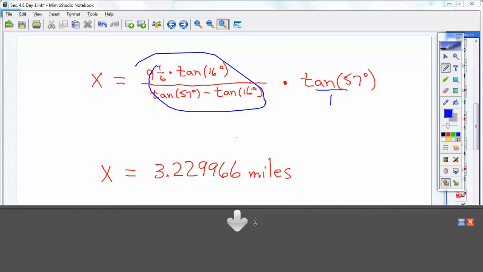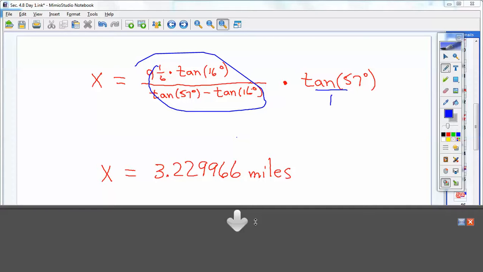3.229966. I put all those decimal places just for emphasis, because I feel confident in the quality of that decimal out to a whole bunch of decimal places. There's not going to be any rounding error in there. So when we have our problems, and I say give your answer to the nearest tenth or the nearest hundredth, that means the final answer.